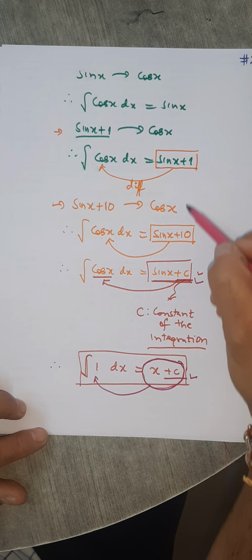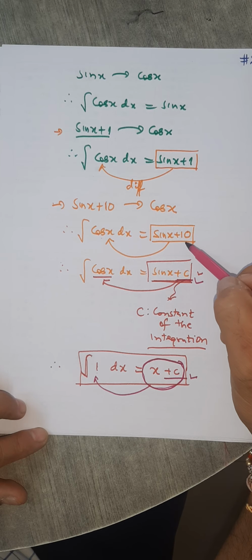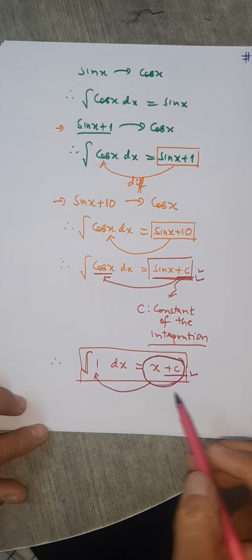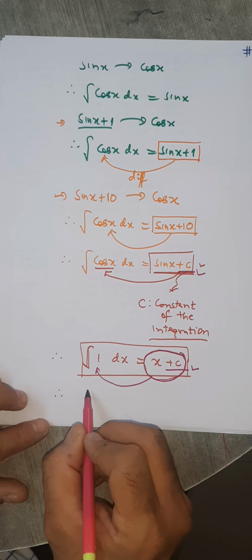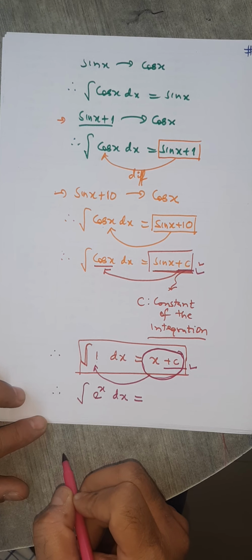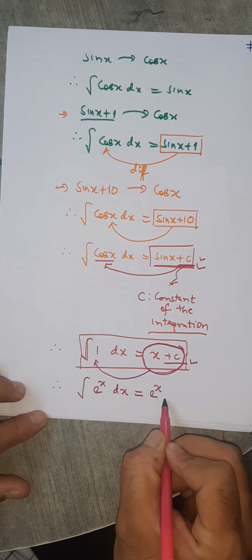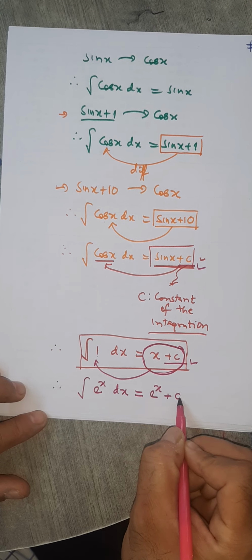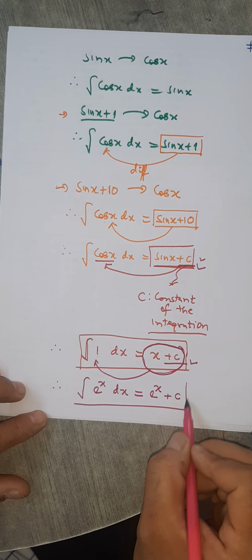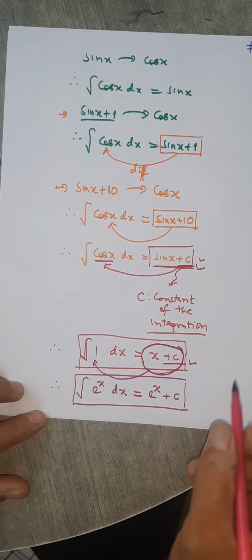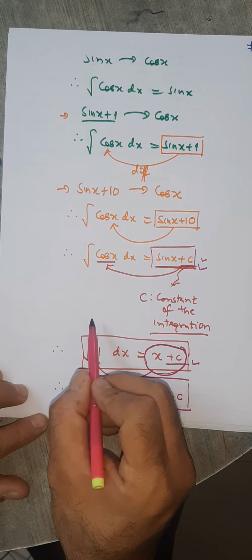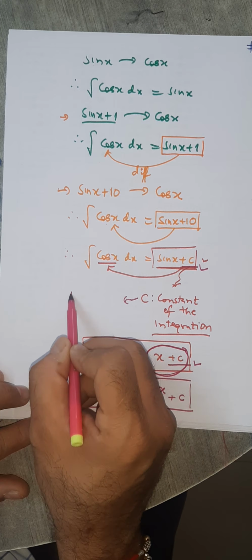Here you have 1, here you have 10. It can be any constant. So in general we put the plus c. If I write one more, what's the integral of e raised to x? Find one function whose derivative is e raised to x. You know the derivative of e raised to x is itself. So the answer is e raised to x plus some constant c, where c is a constant of the integration. c can have any value. So c is sometimes called the arbitrary constant.